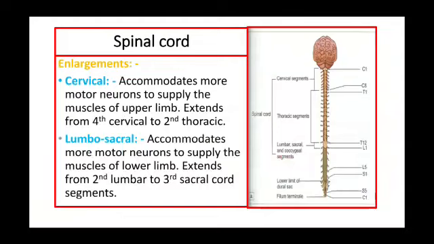The spinal cord contains enlargements, especially in the cervical region and lumbosacral region. Both these enlargements are present to accommodate the motor neurons to supply the respective limbs, that is upper limb and lower limb. The cervical enlargement extends from the fourth cervical to the second thoracic segments, while the lumbosacral extends from the second lumbar to the third sacral cord segments.